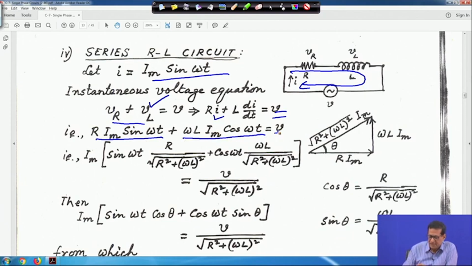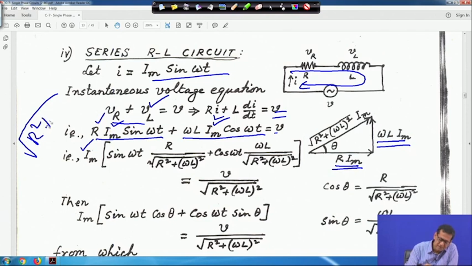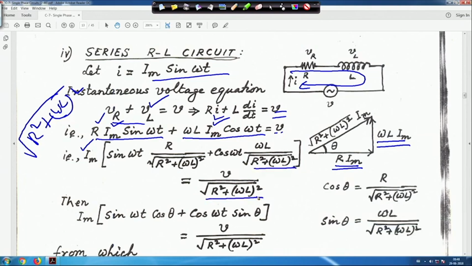Then you take Im common. So Im is here, then this is your R and this is your omega L. So this is R Im and this is omega L Im, so the coefficients are R and omega L. Numerator and denominator both side you divide by root over R square plus omega L square, so both sides of this equation you divide by root over R square plus omega L square, and you take Im common, and here the angle is theta.